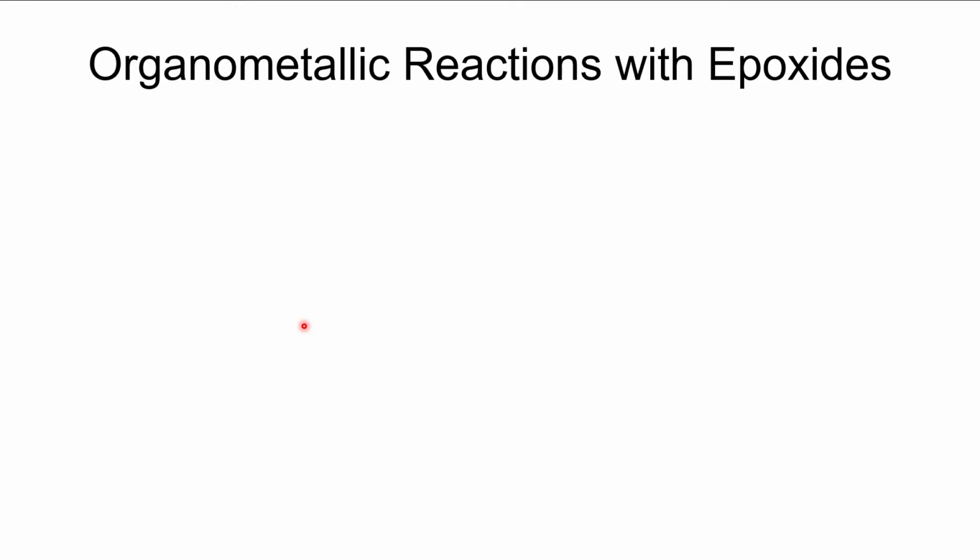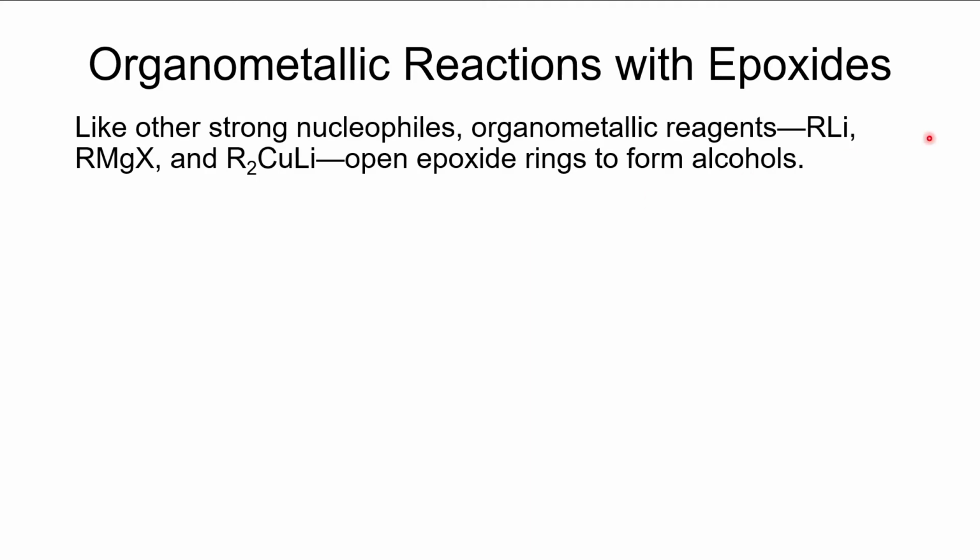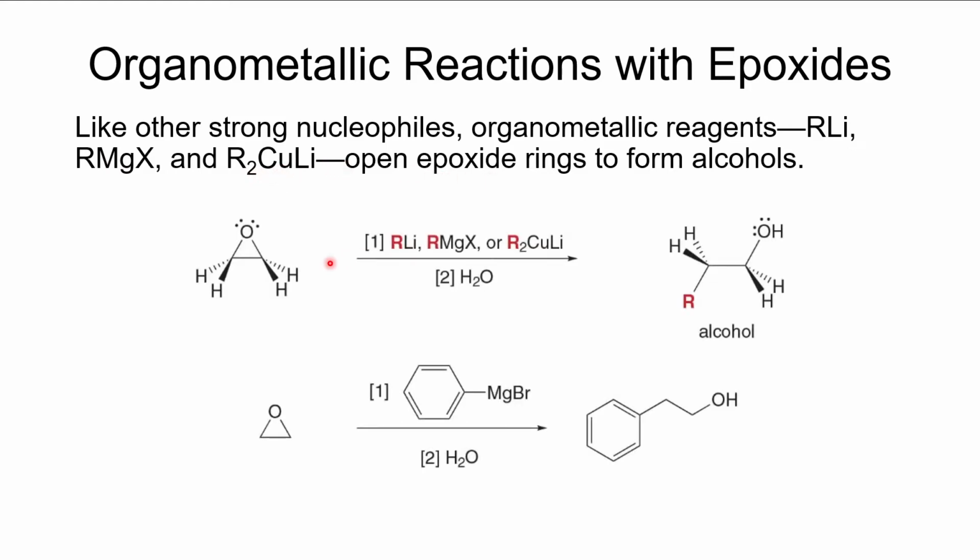All right. We can react organometallic reagents with epoxides. And in this case, it will work with all of our organometallic reagents. It'll work with the organolithium reagent, the Grignard reagent, and even the organocuprates. They will open up the epoxide rings to form alcohols. So here we can react with one of these carbons. It'll do a ring opening of that epoxide group. When it does, that's going to form an alkoxide, so we'll need to protonate.